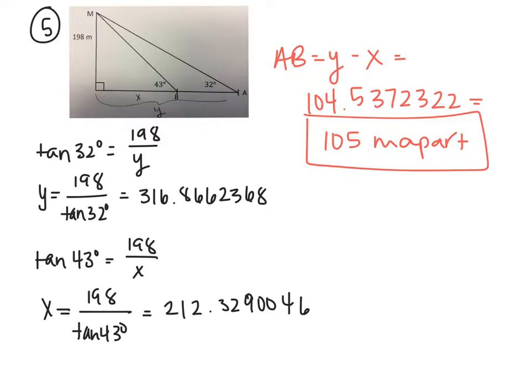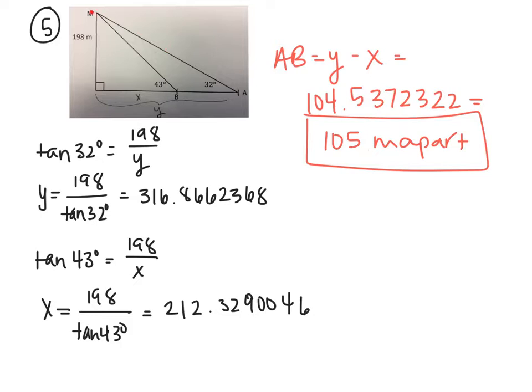Number 5, they give us that Kitty and Betty are standing on the same side of the radio mast, and we want to figure out how far apart they are. So here's our little diagram here. We have our angles of inclination, how much they're looking up, and we know that the radio mast is 198 meters, and we want to figure out how far apart they are. So I'm going to find these two distances using tangent functions to be able to find the distance in between.